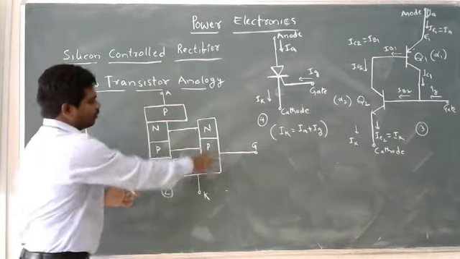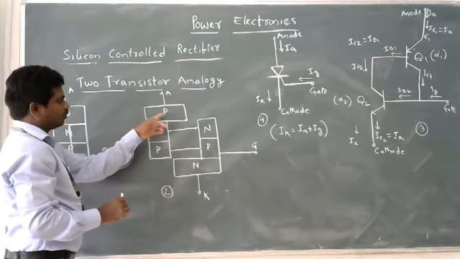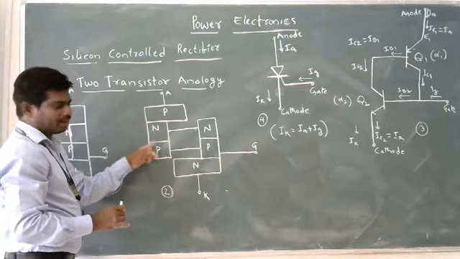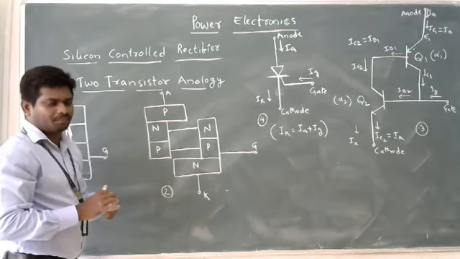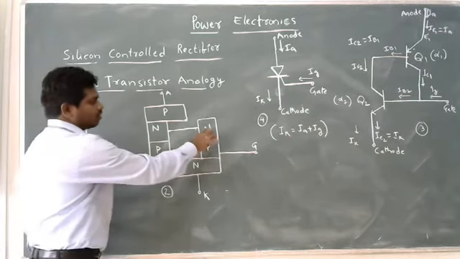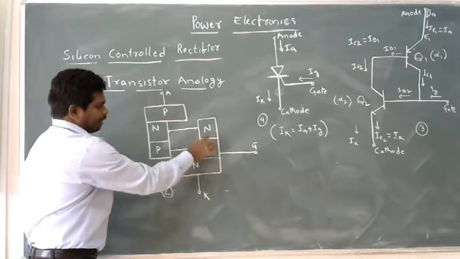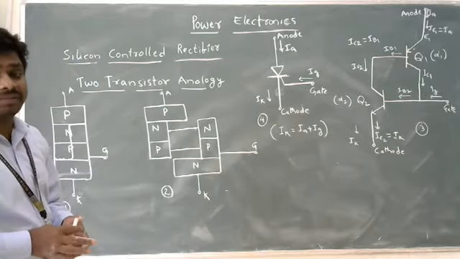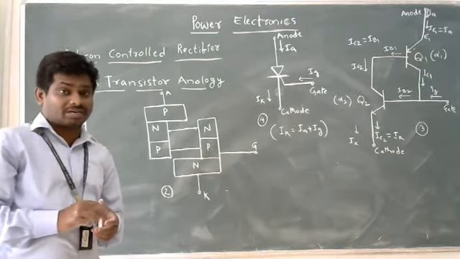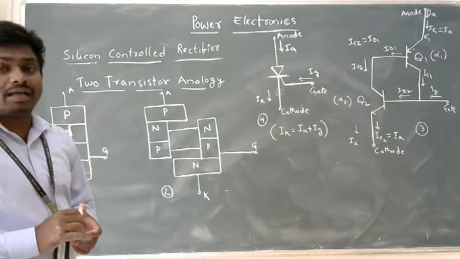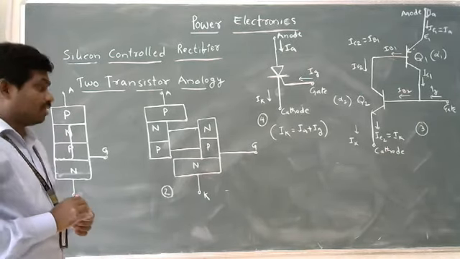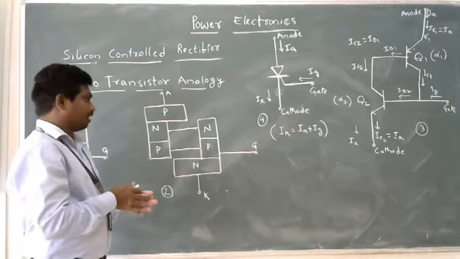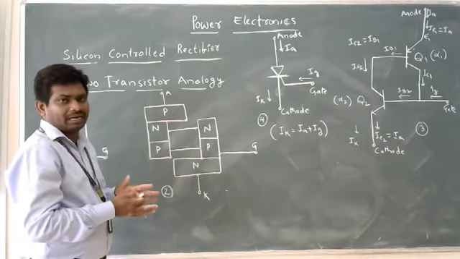Now observe this very carefully. This is PNP, which means a PNP transistor. This is NPN, which means an NPN transistor. So our SCR is formed with the help of two transistors, a two transistor configuration. One is a PNP transistor, the other is an NPN transistor. We are connecting these two in a back-to-back manner, anti-parallel.